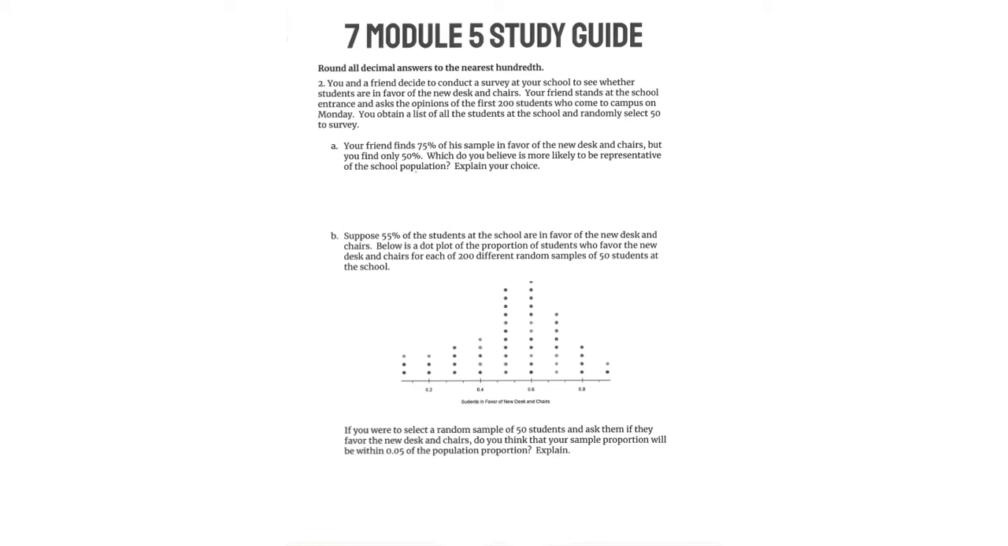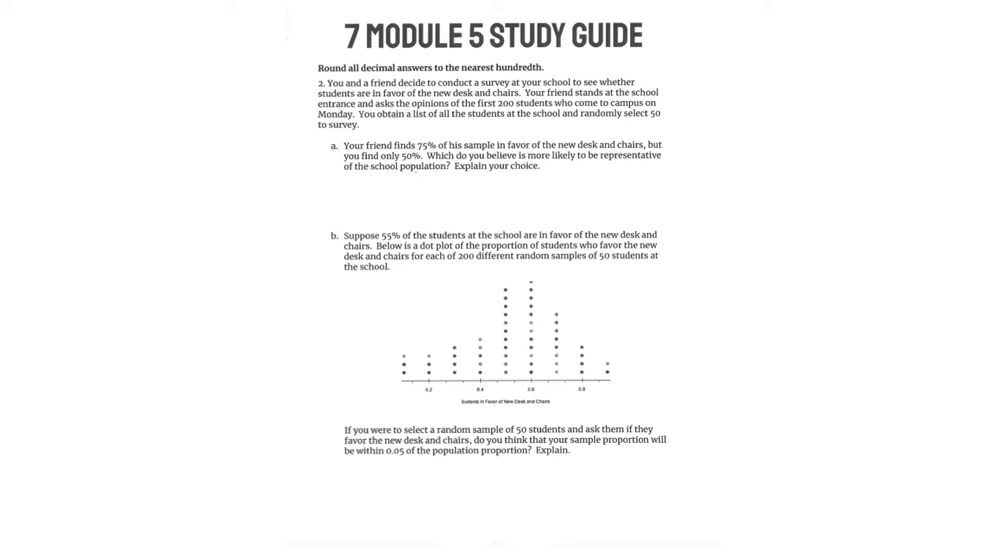Which do you believe is more likely to be representative of your school population? Well, let's think about this. Your friend goes to school Monday morning and he asks the first 200 kids who walk into the school. Well, what about the other kids? What about them? So what's happening is that your friend is only taking a survey of kids who come to school early. Now, you get a list of everyone from the school and you randomly select 50 to survey.